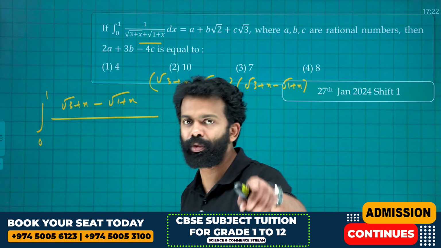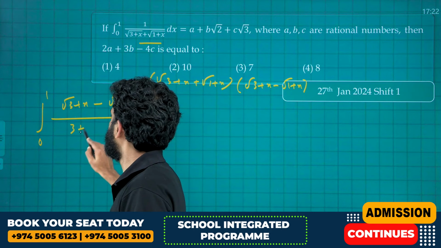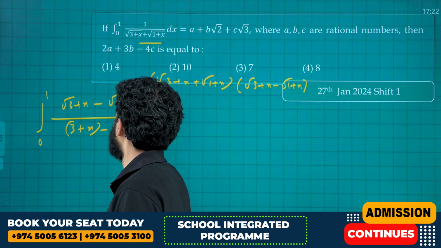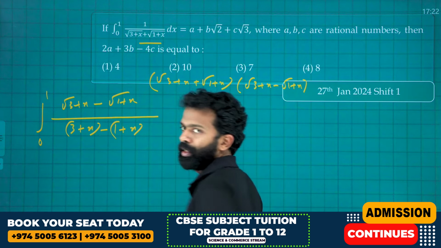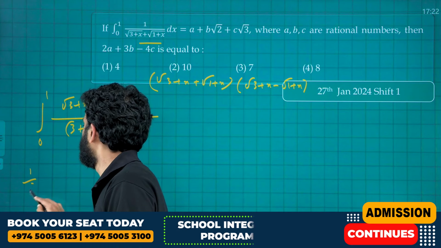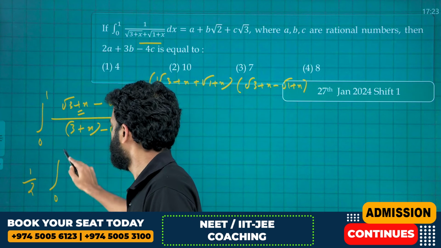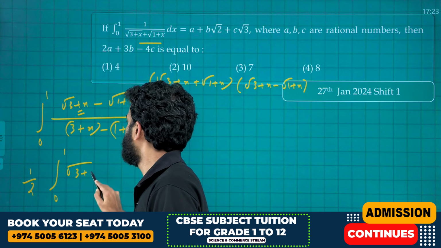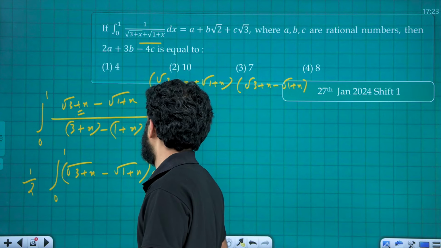Okay, and what is a square? 3 plus x, and what is b square? 1 plus x. That is 3 plus x minus 1 plus x. Okay, x and x got cancelled, and what is 3 minus 1? 2. Take 1 by 2 outside, and you will get 1 by 2 into, what is the integral of this one? Okay, we can write some steps. Root of 3 plus x minus root of 1 plus x, dx. It will be like this.